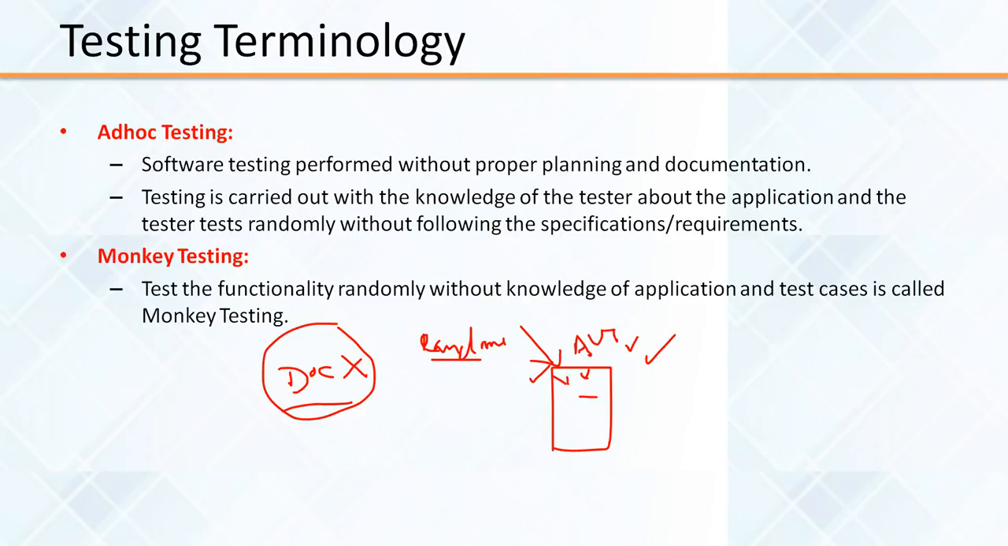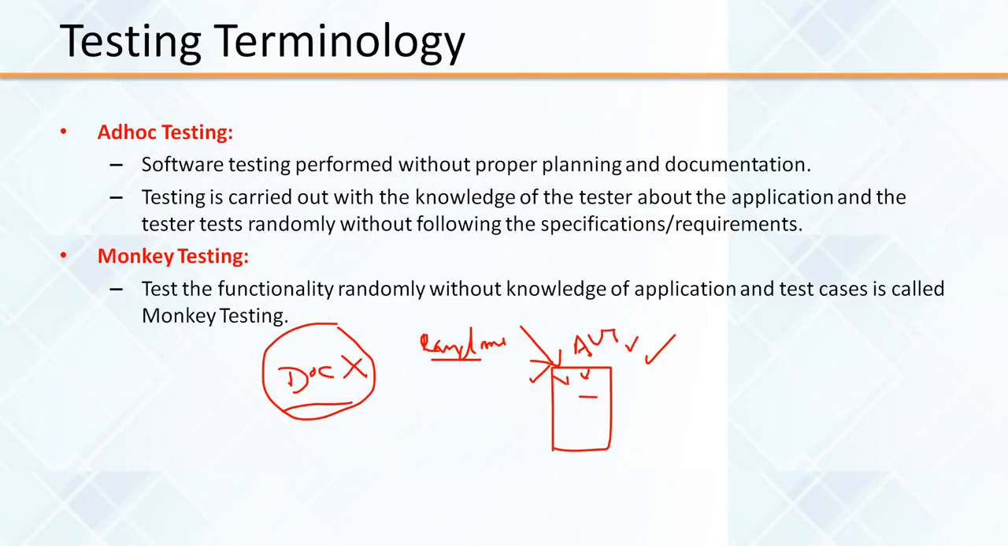A small difference between these two: in ad hoc testing, we know a little bit of functionality of that application. But when you come to monkey testing, we don't have any prior knowledge of the application. So by randomly pressing all the keys, what is happening? What is unexpected? Is the application broken or not? Those things we will test. That is a part of monkey testing. Both are almost 90% exactly the same, with a small difference.